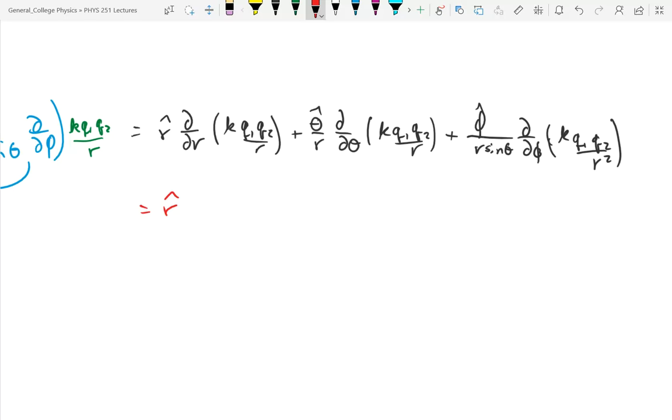So what's the derivative of kQ1Q2 over r with respect to r? Okay, kQ1Q2 are constants, so it would be -kQ1Q2 over r squared, plus all the other things. Right? Okay, it's -1 because it had a power of -1. You bring down that power and then lower it by 1.